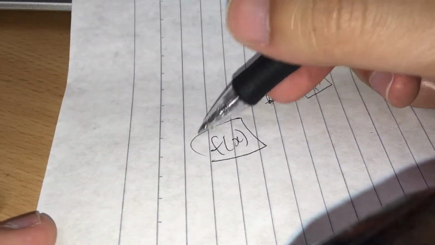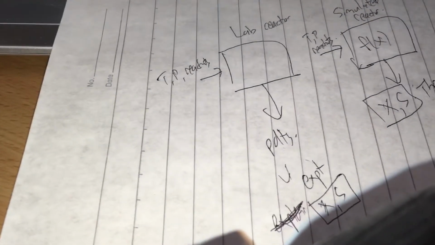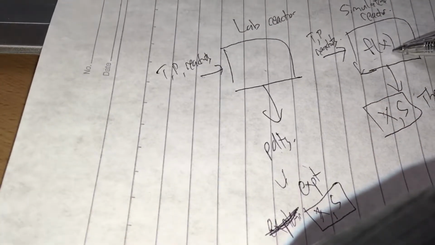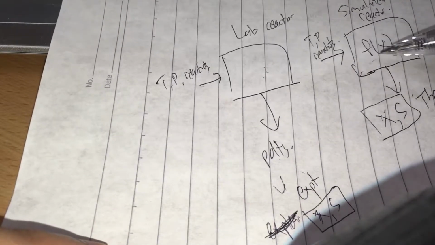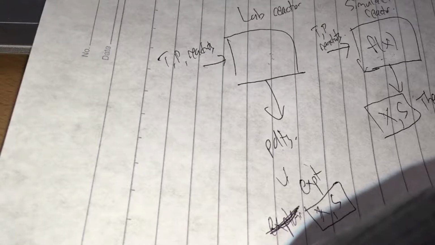Now, strictly speaking, they don't call it f(x) in the literature, but for simplicity's sake, we just call it some kind of mathematical function. And what would be in this mathematical function? It depends, of course, on your lab reactor, because if this is a CSTR, then this function here will be characteristic of a CSTR. If this is a PFR, then this function will be characteristic of a PFR.